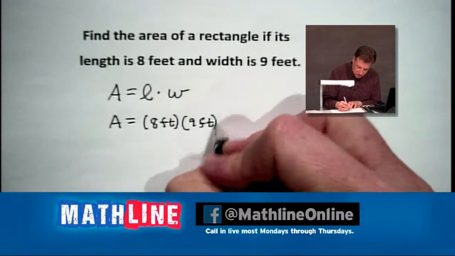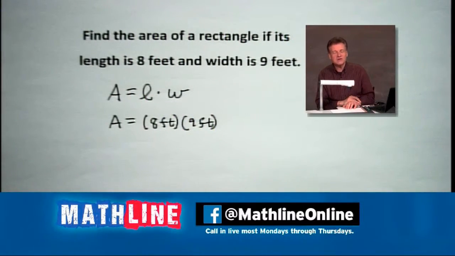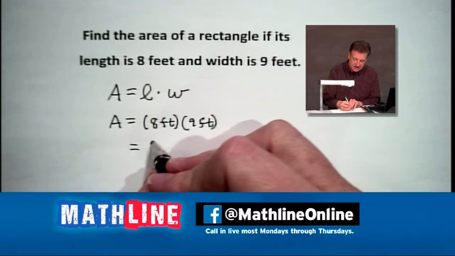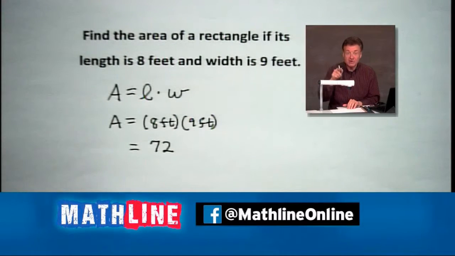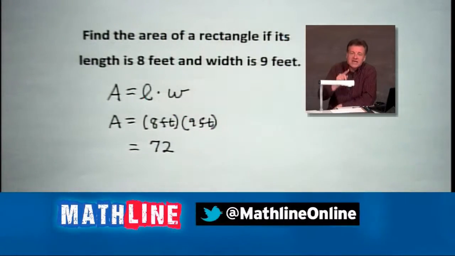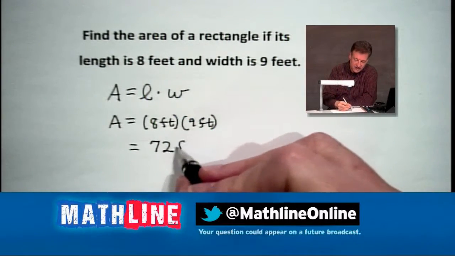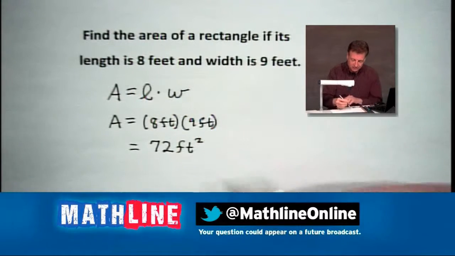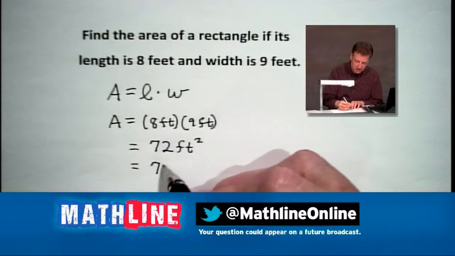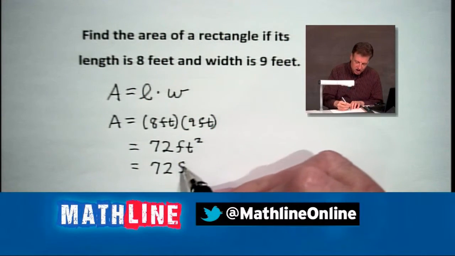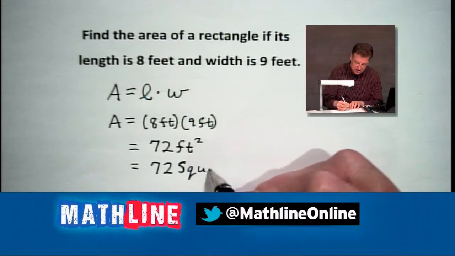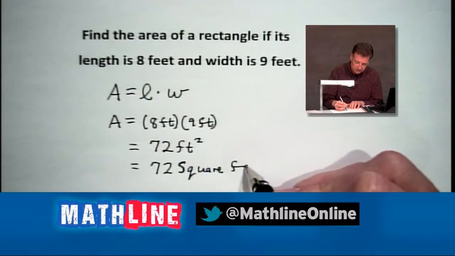Now the big deal here is we get to use a different times table, a different multiplication fact, if you will. So let's go with 8 times 9. That's going to give us 72. Everybody got that one, right? You knew 8 times 9 or 9 times 8, however you want to look at it, is 72. Now we've got feet times feet, which gives us feet squared, or as we like to call them in good old American English, square feet.